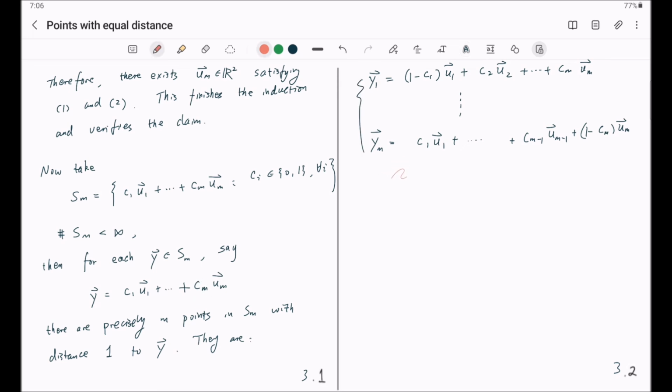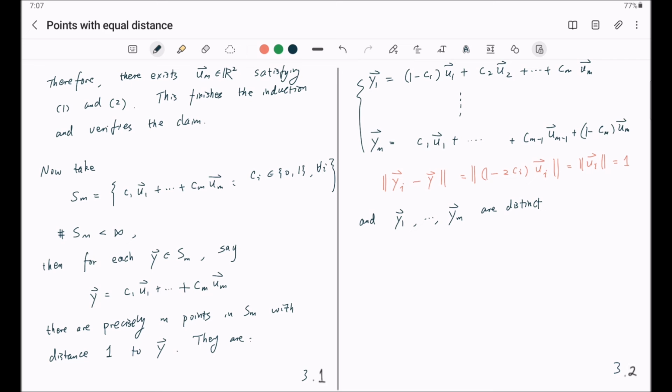Indeed, the distance from y sub I to y will be the length of 1 minus 2ci times ui. But ci is either 0 or 1, so this is equal to the length of ui, which is 1. And those y1 through ym are distinct m vectors.